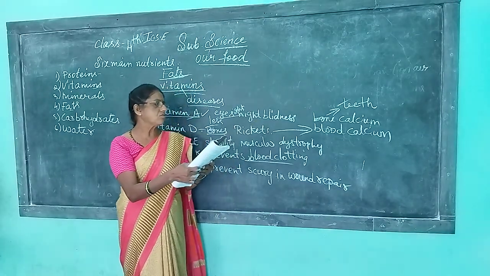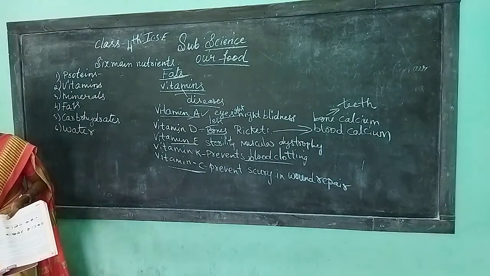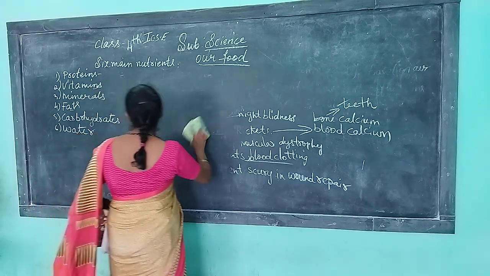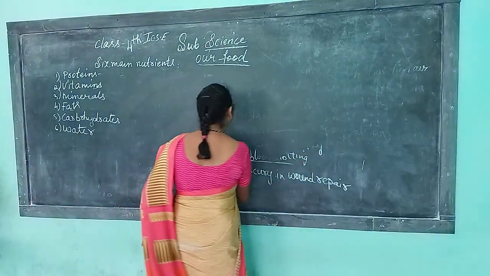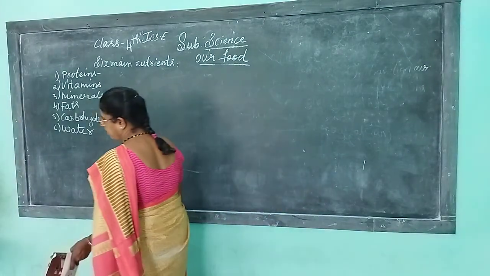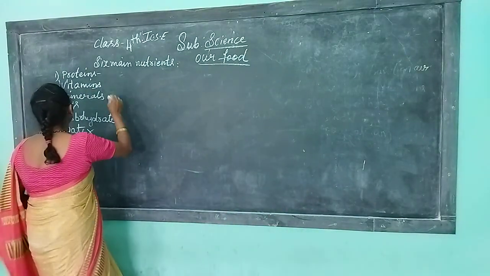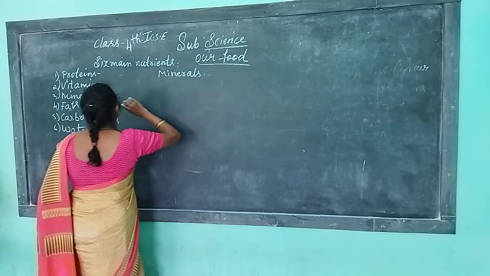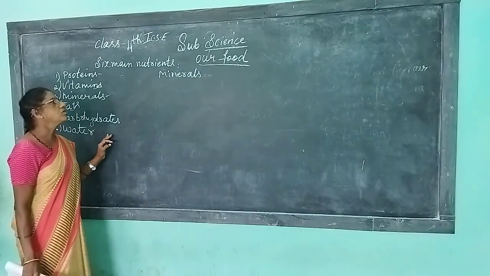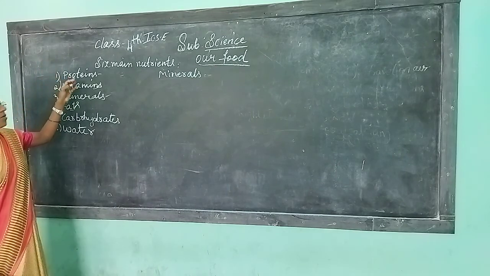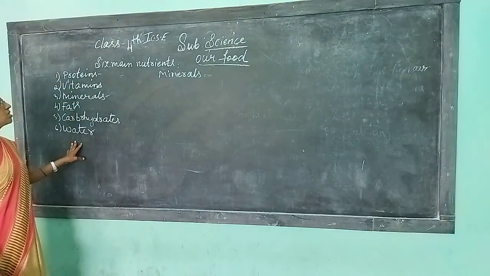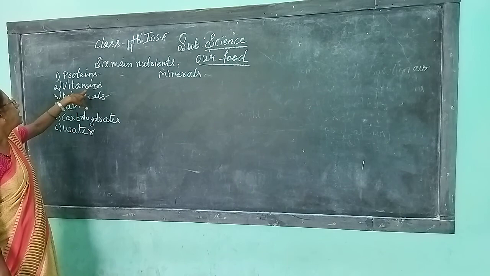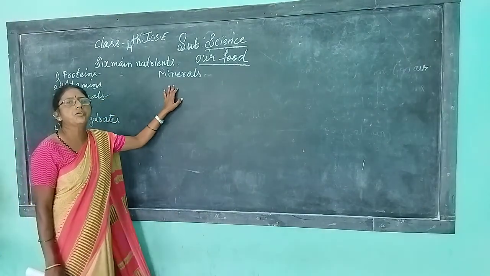Okay, children? So next thing is minerals. First we studied about proteins, second fats, third vitamins. Now we are going to study about minerals. I told you already that there are six main nutrients. Which are those six main nutrients? Proteins, vitamins, minerals, fats, carbohydrates and water. Now we have already learned about proteins, fats and vitamins. Now we are going to study about minerals.